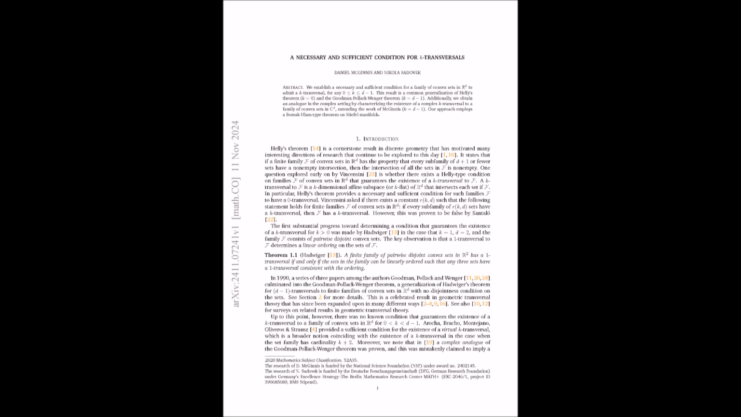Okay. And then the Goodman-Pollack-Wenger theorem deals with the case where k is equal to d minus 1. Gotcha. So you have some family of convex sets in d-dimensional space, and every d of them have a hyperplane transversal. Then they all have a hyperplane transversal. Okay. So those two kind of cover the extreme cases. Exactly. k equals 0 and k equals d minus 1. Yeah. And so what about everything in between? This paper is basically about all the values of k in between. Okay. That's what this paper addresses.